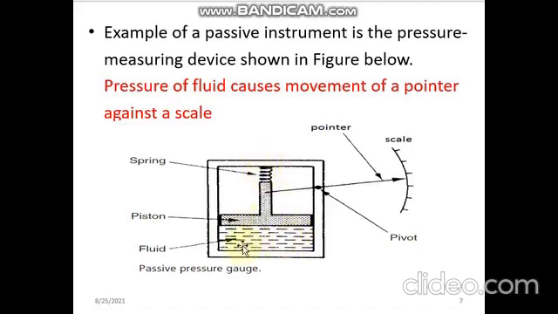Whenever the pressure of this fluid increases, definitely it is going to push this piston upwards, and when it does that, it will make this pointer move along the scale. And we can see that the actual pressure of the fluid is the one that is causing the movement of the pointer. So we call this one a passive measurement instrument.